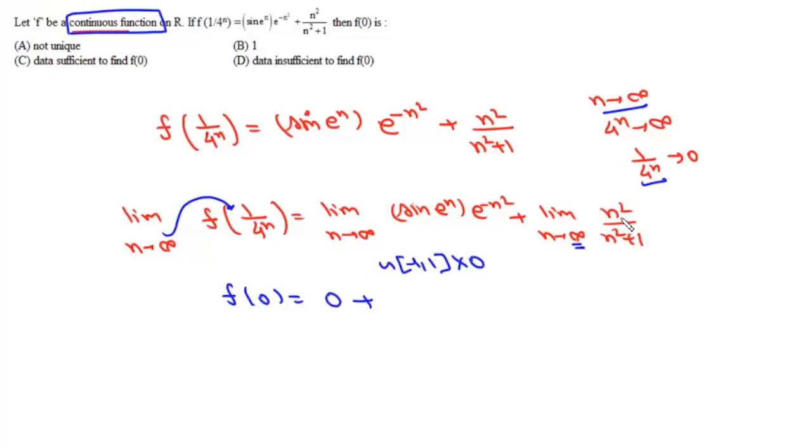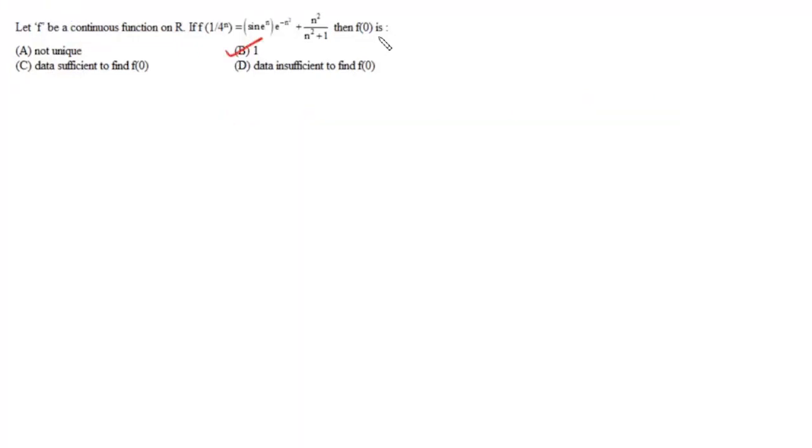Highest power of n in the numerator and denominator is 2. So answer to this limit is coefficient of n square in the numerator upon coefficient of n square in the denominator. So from here we can say value of f(0) must be equal to 1, and that's your option B. In this question, value of f(0) is 1, and also there is this one option that data is sufficient to find f(0). So correct options are B and C.